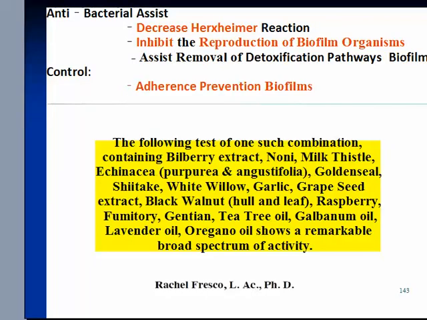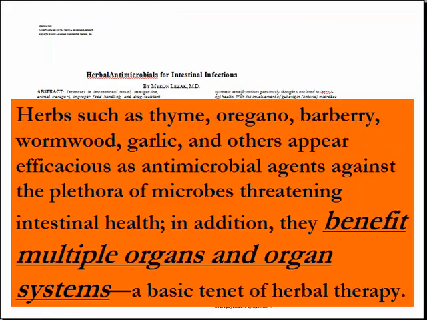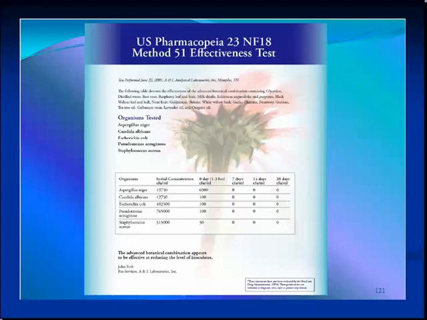Contrast that with natural products. They decrease the Herxheimer reaction. They inhibit the growth of organisms that will make biofilms, and they don't let the biofilms stick. Natural products benefit multiple organs and organ systems.